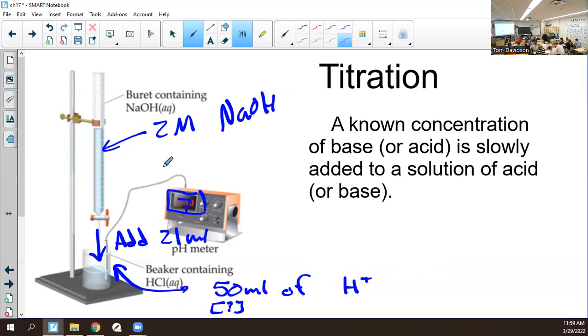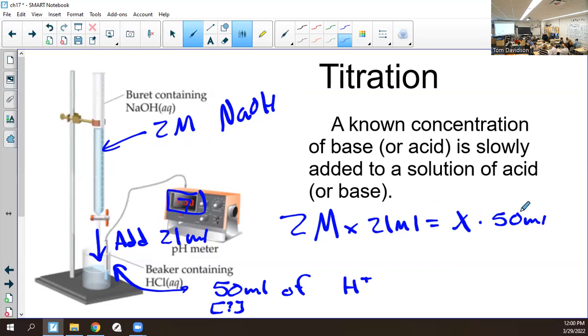Okay, so I know now on my base side that 2 molar times 21 milliliters is equal to some concentration that I don't know times 50 milliliters. You could convert the units, but you don't have to on this one, because both units here are in milliliters, so they'll cancel each other out. So 2 times 21 equals X times 50.